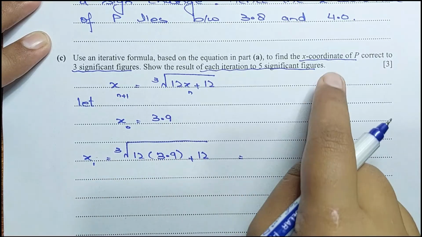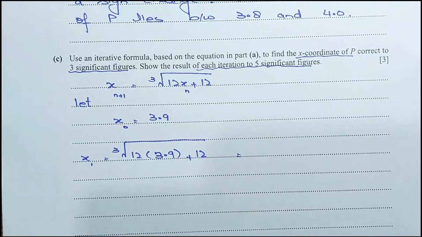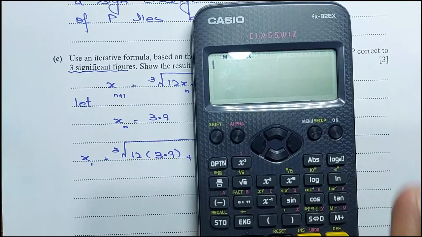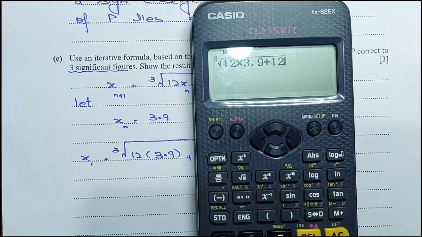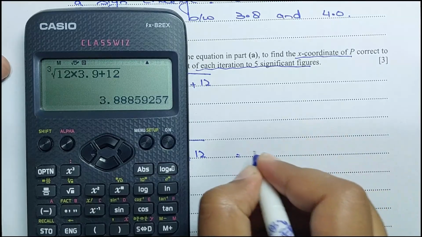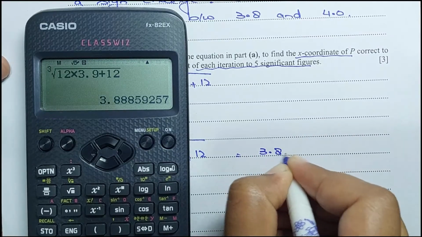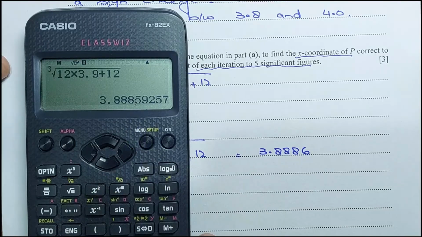And we have to find the x coordinate of P up to 3, but each iteration should be up to 5 significant figures. Let me simplify. 12 times 3.9. Okay. Now let me find the cube root of 12 times 3.9 plus 12 up to 5 significant figures. 3.8886 if I round this number.